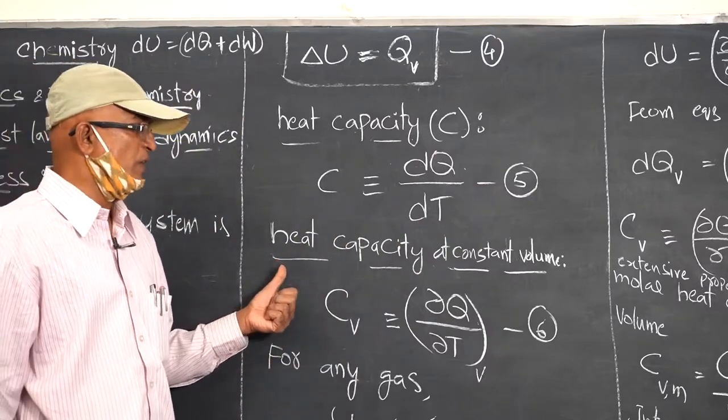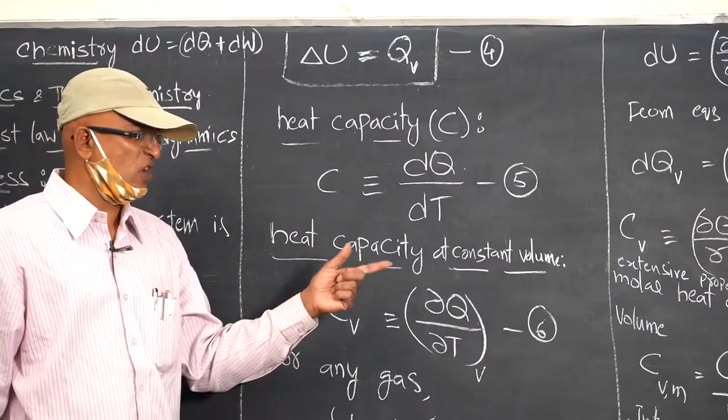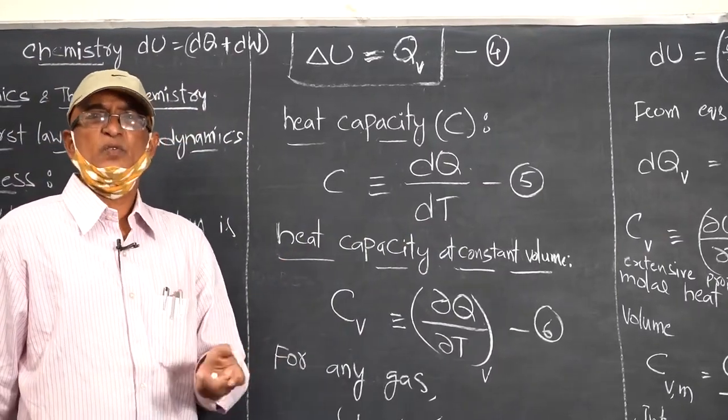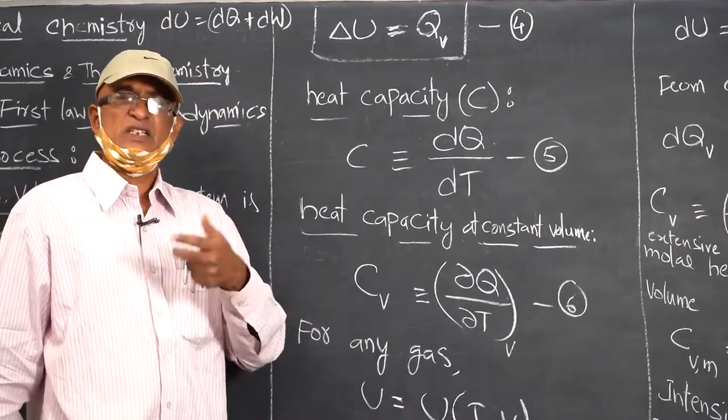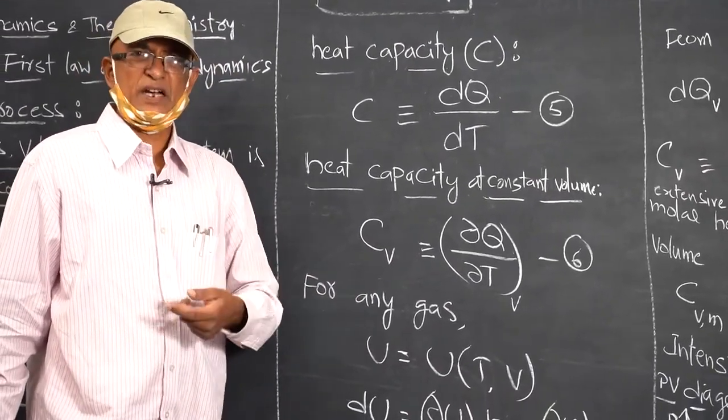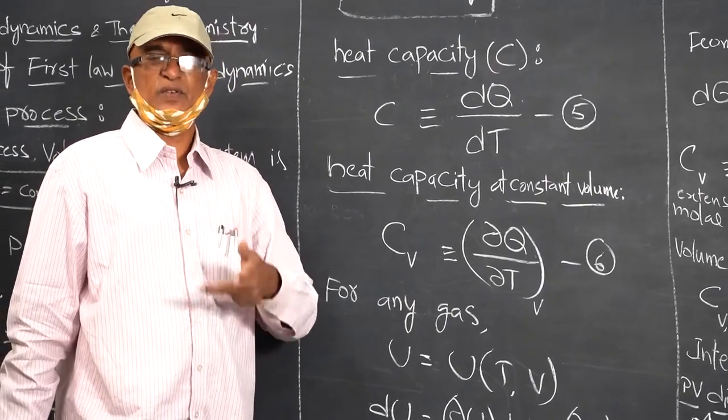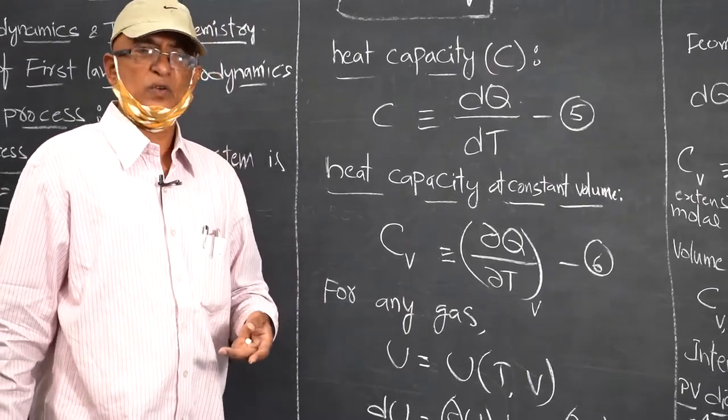Now, I am defining the heat capacity of a gas at constant volume, because for gases we calculate the heat capacities separately at constant volume and separately at constant pressure, because there is a lot of difference between these two values.